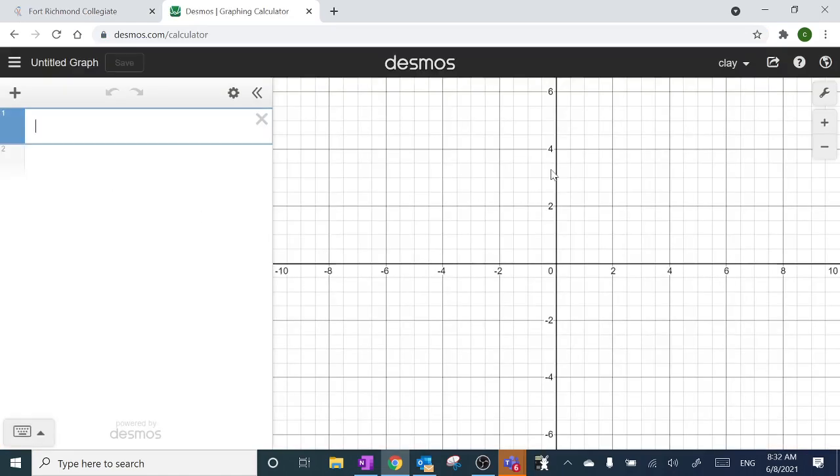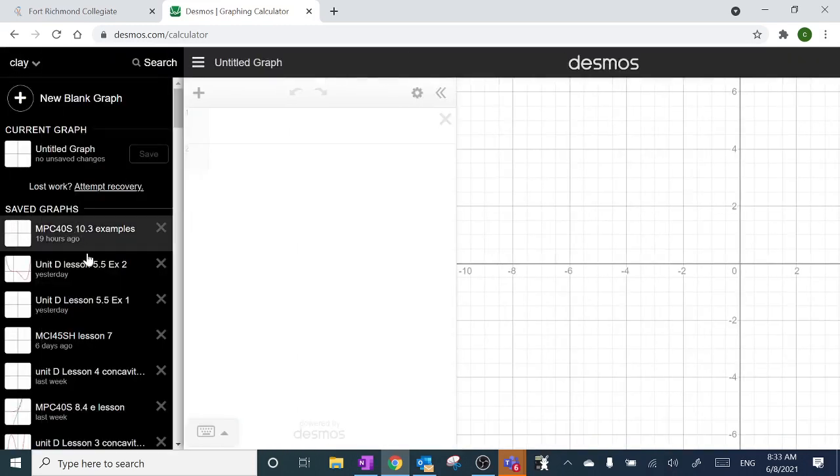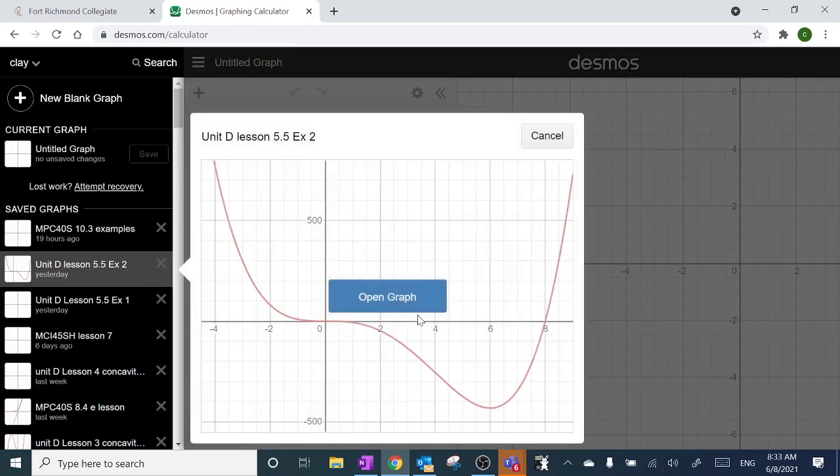And let's see, are we logged in? Sometimes it doesn't log me in automatically. Yeah, I'm logged in. Okay, so let's see. Where are we? No, that's for my other class. There it is, 5.5 example 2.